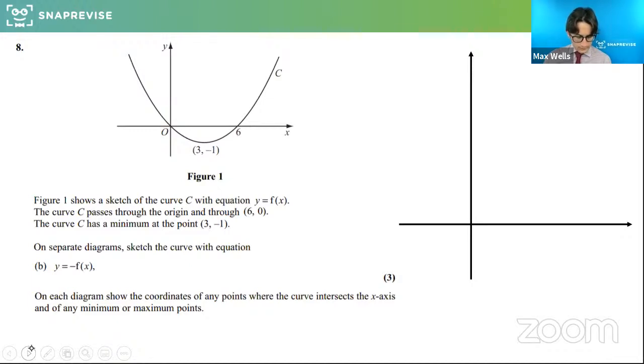And what we've got is the points (6, 0) and (3, -1). So we've got this point as a minimum and these points as roots or solutions. And then we're asked to do y equals minus f of x. So this is absolutely a reflection, well suggested. So this is going to be a reflection of that graph that we've got there.